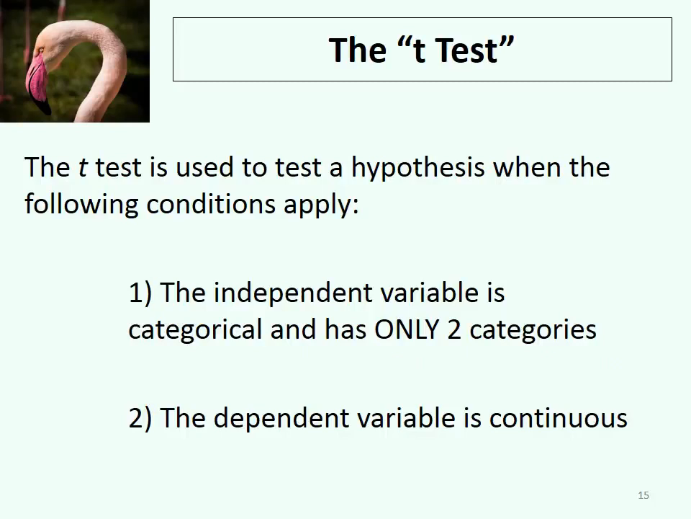Let's look at an example of how these concepts work in relation to the t-test. The t-test is an inferential statistical test that is used to test a hypothesis when the following conditions apply. The first is that the independent variable is categorical and has only two categories. And the second is that the dependent variable is continuous.